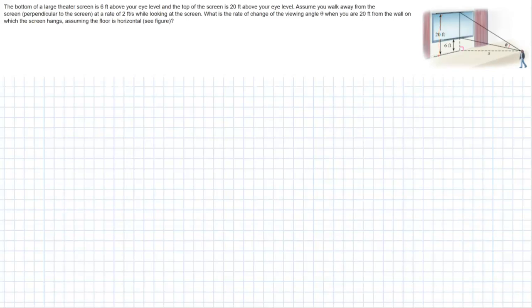Now, when looking at this picture, we see that there are two right triangles. The big one, where this is 20, this is x, and I'm going to call that angle B, for big angle. And then we have a smaller right triangle here, where this is also x, but this right here is 6, and I'm going to call that angle A.